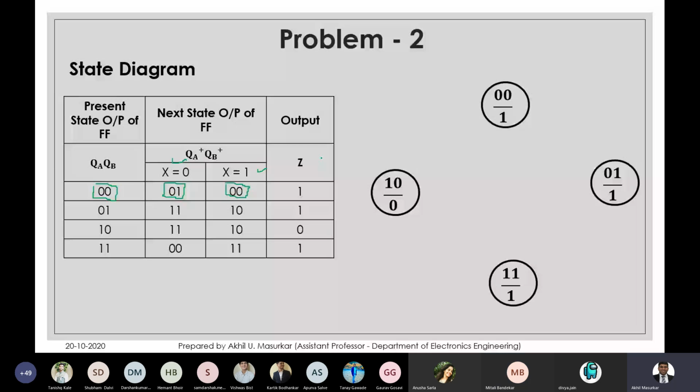1 1. Wrong. This is why I am asking you this question. I will again ask the question, Mitali. For the present state of 1 0, when x is equal to 1, what is the output? It should be 1 0. Wrong. Again, I am asking you the question. For the present state 1 0, when x is equal to 1, what is the output?